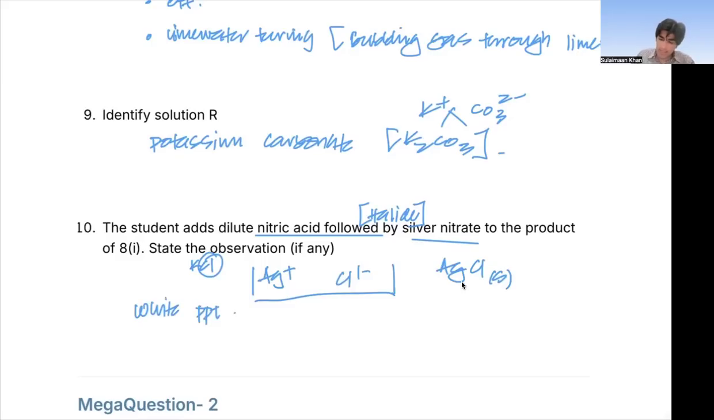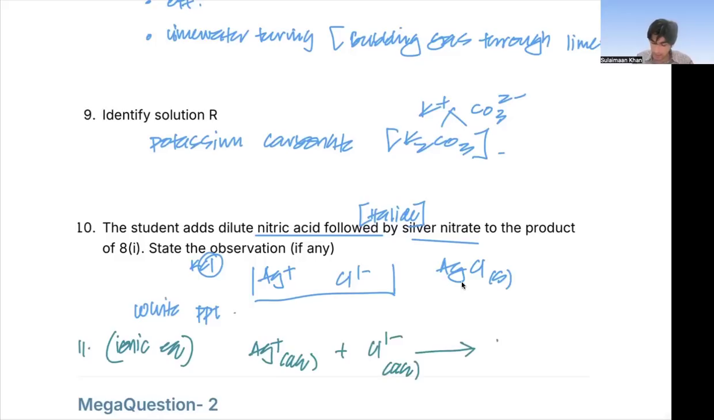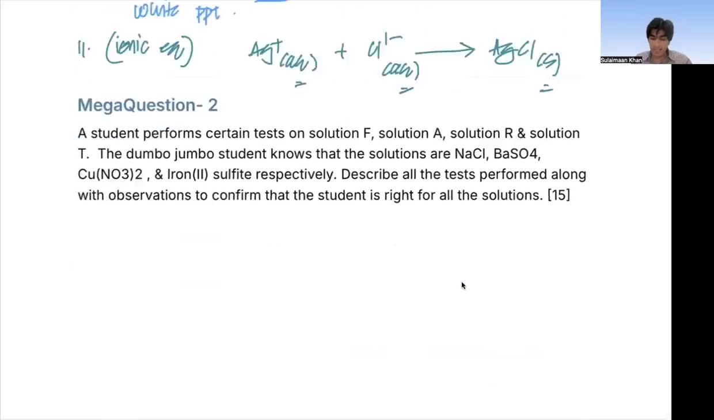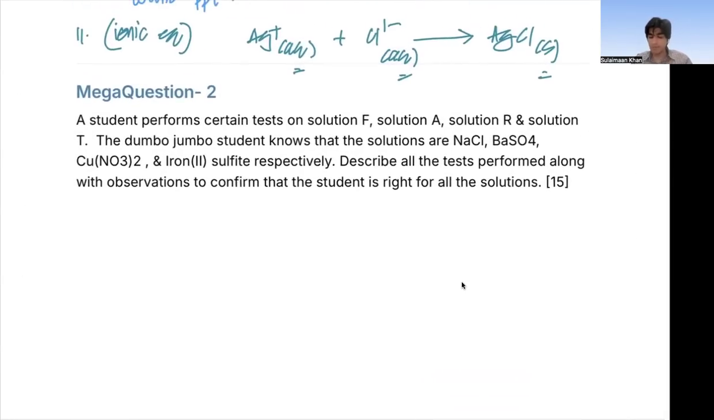And then if the question says write the ionic equation for it, the ionic equation is just the change, right? So what's the change? The silver ion reacts with the chloride ion. Potassium ion is just a spectator ion because it does not take part in the reaction, right? And it gives you AgCl solid. These are aqueous because they are ions, and that's a solid, insoluble. Done? This is a fun question. Do this one yourself. I do one part, then you do it yourself.